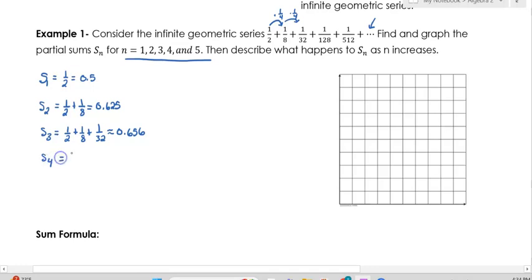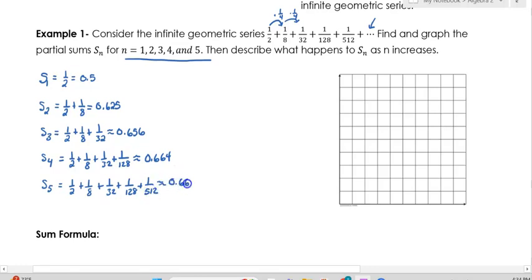So S4 is the sum of the first four terms, so 1/2 plus 1/8 plus 1/32, plus the fourth term is 1/128, which again, let's just round it off to 0.664. And then let's add the fifth term onto this. So we have the 1/2 plus the 1/8 plus the 1/32 plus the 1/128 plus the 1/512. And once again, let's just round it off, 0.666. Okay, so that's the sum of the first 5 terms.